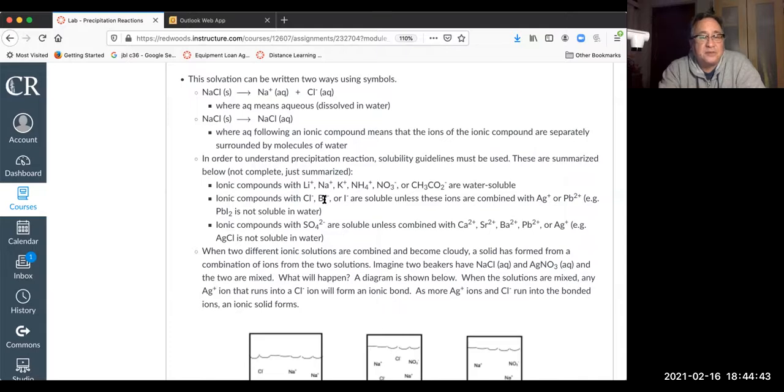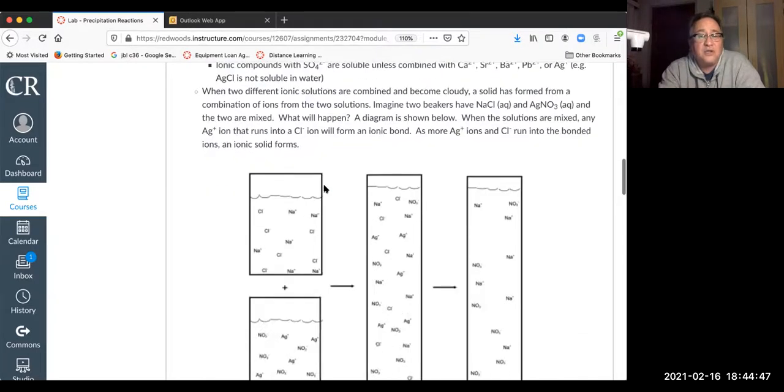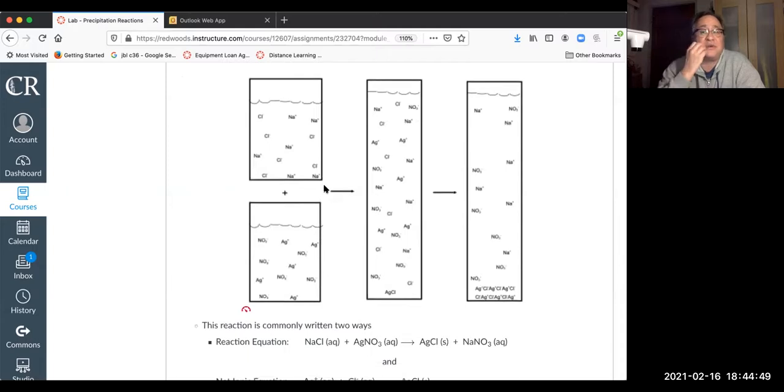So this is not a complete list, and I don't want to go through the whole thing, but I do want to look at below. Below, we have a precipitation reaction. So notice on the above, we have this NaCl. The sodium ions are separated from the chloride ions. And the reason this is soluble is because sodium ions are soluble. Any ionic compound with sodium ions are soluble.